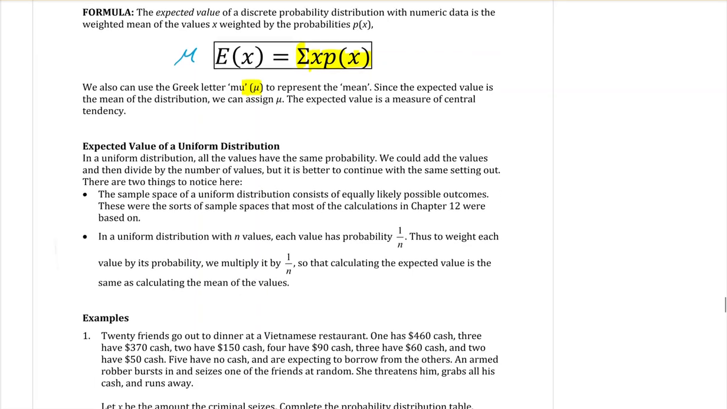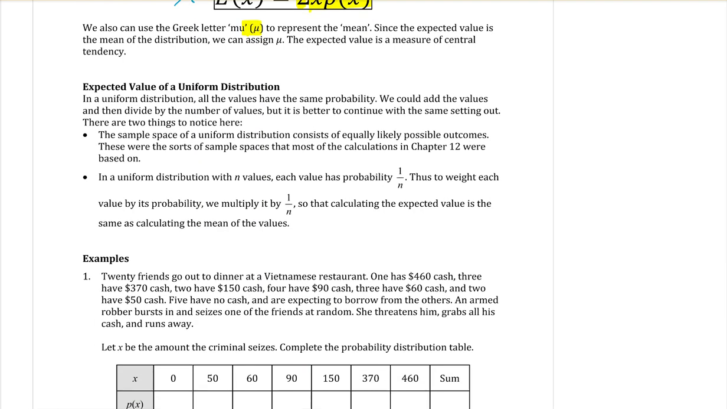Okay. Expected value of a uniform distribution. In a uniform distribution, all the values have the same probability. We could add the values and then divide by the number of values, but it is better to continue with the same setting out. There are two things to notice here.